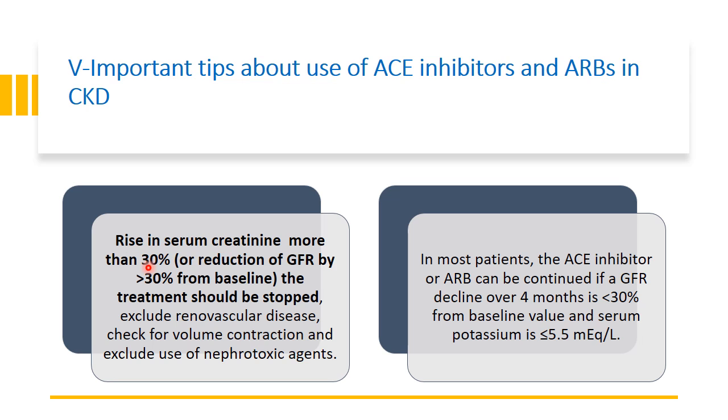If there is a rise in the serum creatinine of more than 30% or reduction of the GFR by more than 30% from the baseline, the treatment should be stopped and you have to rule out renovascular disease or renal artery stenosis, check for volume depletion, and rule out the use of nephrotoxic drugs. In most patients, the ACE inhibitor or ARB can be continued if the GFR decline over the 4 months is less than 30% from the baseline value and serum potassium is not exceeding 5.5 milliequivalent.